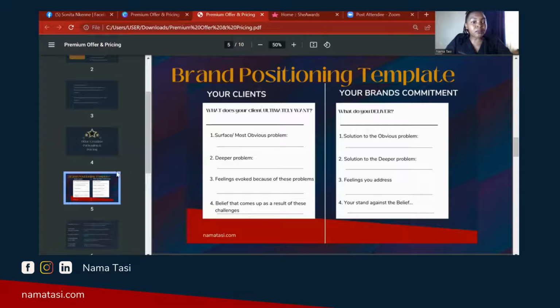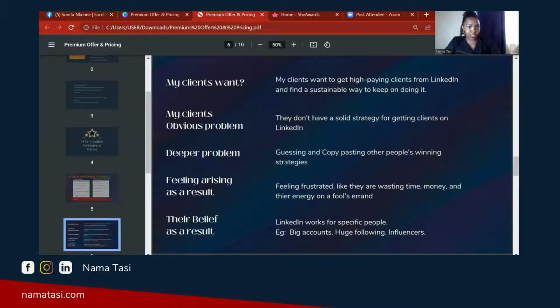Okay, so my next slide is basically what I was telling you about what my clients want. My clients want to get high paying clients from LinkedIn and find a sustainable way to keep on doing it. My clients' obvious problem is they don't have a solid strategy for getting clients on LinkedIn, based on a customized plan. A deeper challenge is they keep guessing and copy pasting other people's winning strategies, and because they're not fit for their business, fit for their model, it fails.